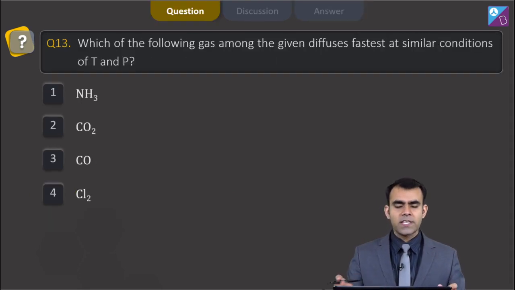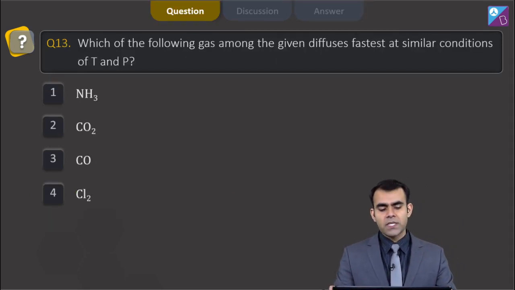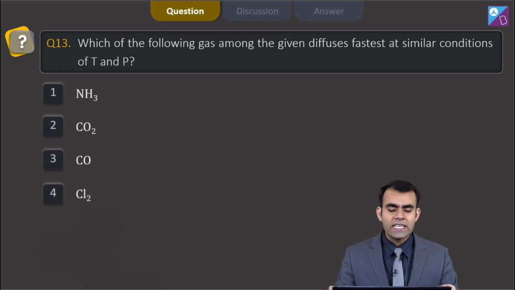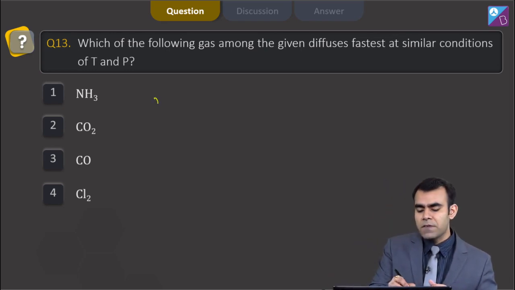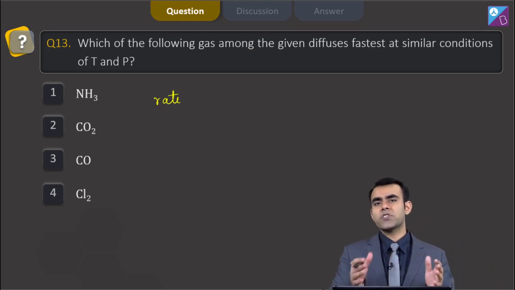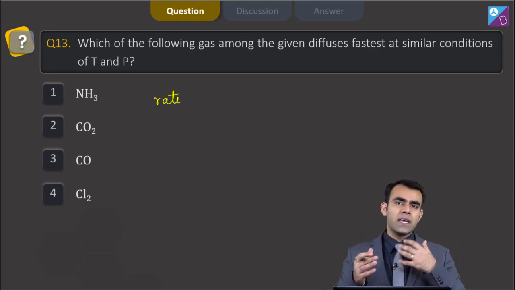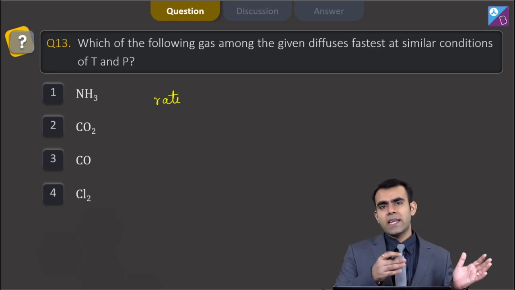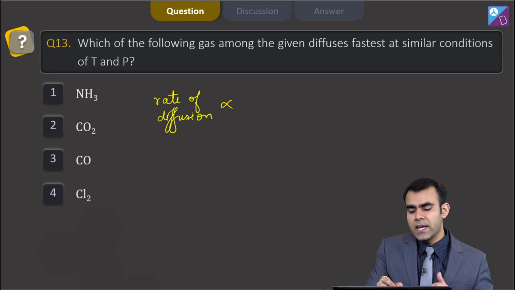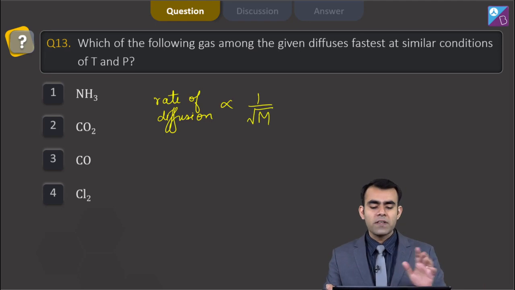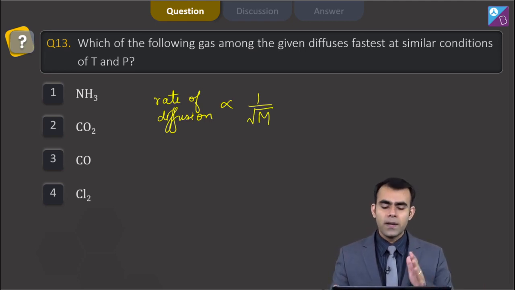Moving on to my next question, that is question number 13. Now question number 13 says which of the following gas among the given diffuses fastest at similar conditions of T and P. Now what is the rate of diffusion? You all have studied about diffusion, that if my gas is escaping from a hole, then what is the rate of that diffusion? So rate of diffusion is basically dependent upon the molar mass, and how is it dependent? It is inversely proportional to the square root of the molar mass.